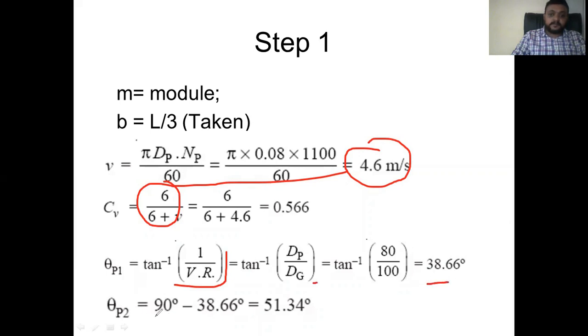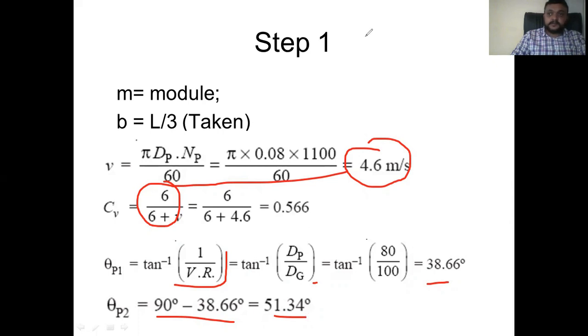And theta P2 is equal to tan inverse of 1 upon VR, dG by dP. As 90 is the total angle, obviously there is no need to calculate theta P2 separately, you can directly take it by subtracting from 90. So theta P1 is there, theta P2 is there. That is the initial calculation.